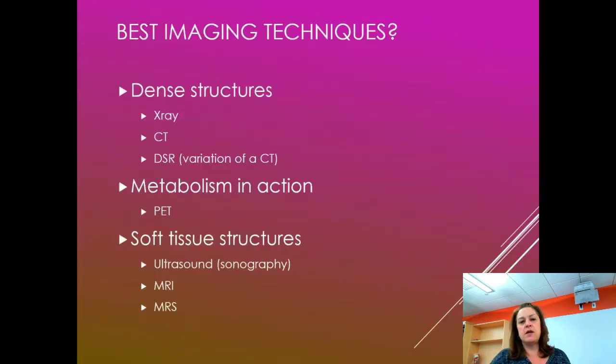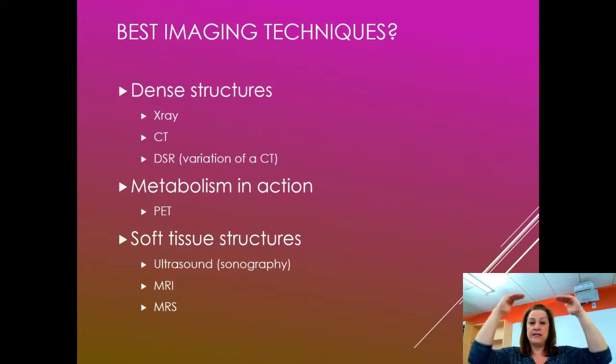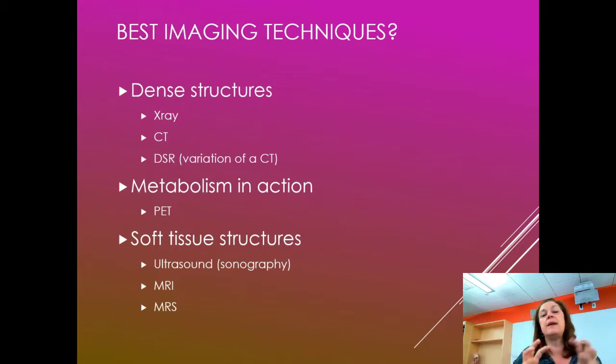So imaging, right? We have different types of imaging techniques. This goes back to those planes of the body. We might want to look at something along a transverse plane. We might look at something along a sagittal plane. We might look at something along a frontal plane. Some of them are going to look at all 3 of those as a 3D image.